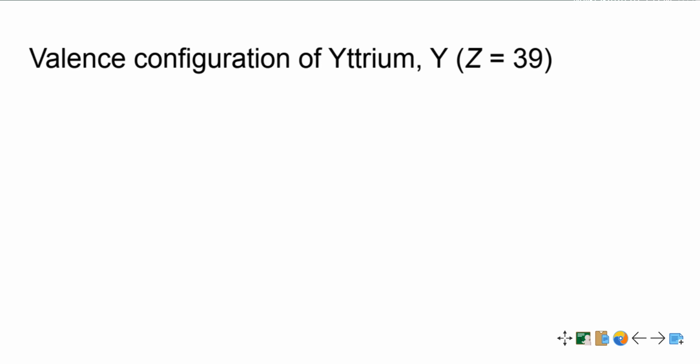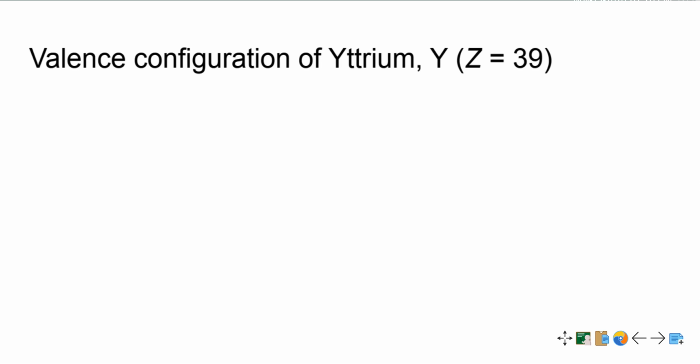Now, our valence electron configuration for yttrium. It has 39 electrons. Yttrium is a transition metal, but it's what I would call a normal metal. So it's not an exception to any rules. It's not special, I mean it's special because all elements are special, but it doesn't break any rules.